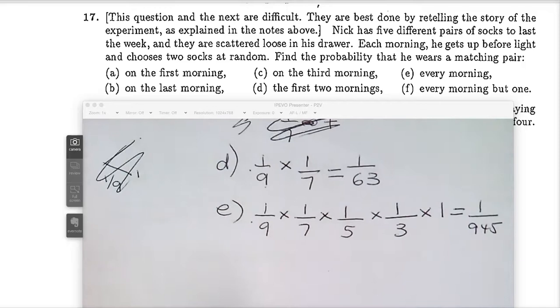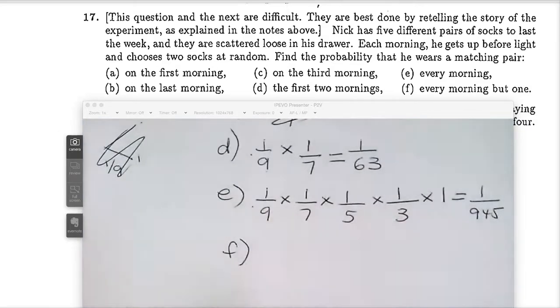So we've got a few different ways. He could have matching pairs on Monday, Tuesday, Wednesday, Thursday. No, you can't. If you have Monday, Tuesday, Wednesday, Thursday, Friday's automatic. So he'd have to not have the matching pair either on the first day, the second day, the third, or the fourth. Now, if he has matching pairs on the first, second, third, fourth, then it's automatic that the last pair is going to be matching.